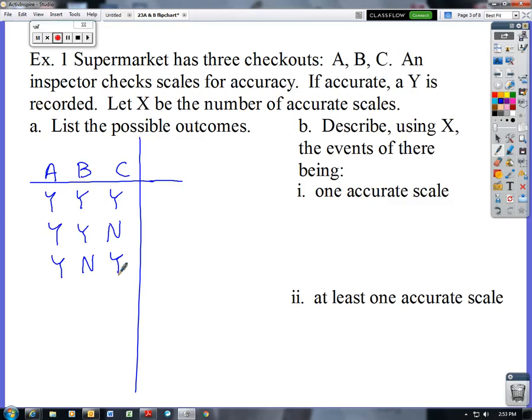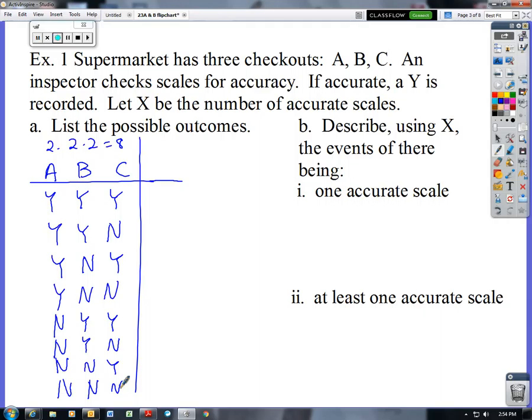Yes, no, no. I knew there was another one. Yeah, because there should be 8, 2 times 2 times 2. There should be 8 different possibilities. So those are all the possibilities if the first one is yes. And then now there will be a no, yes, yes, no, yes, no, no, no, yes, and no, no, no. So there's all 8 of them.